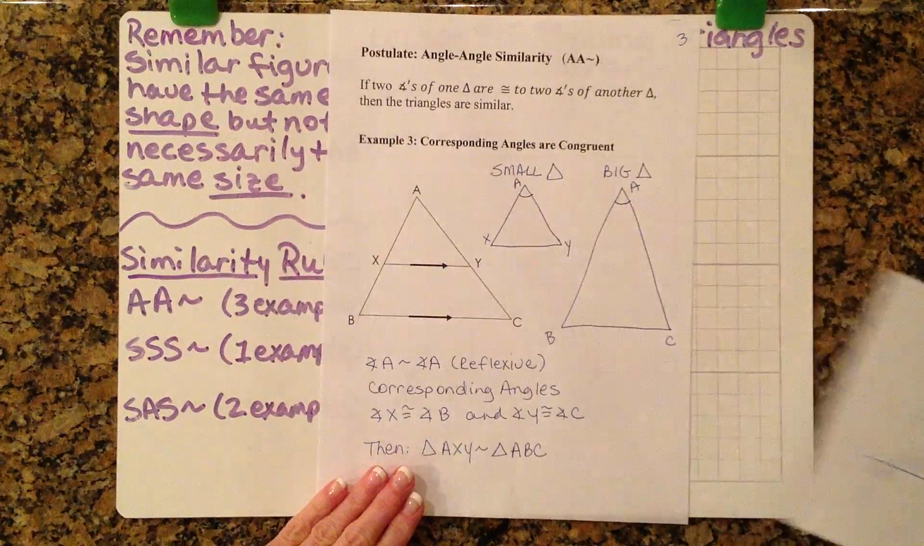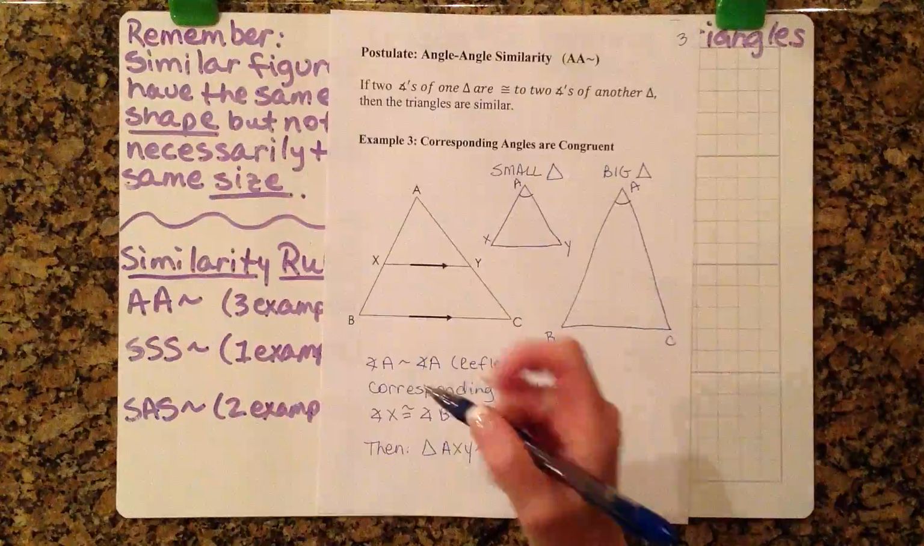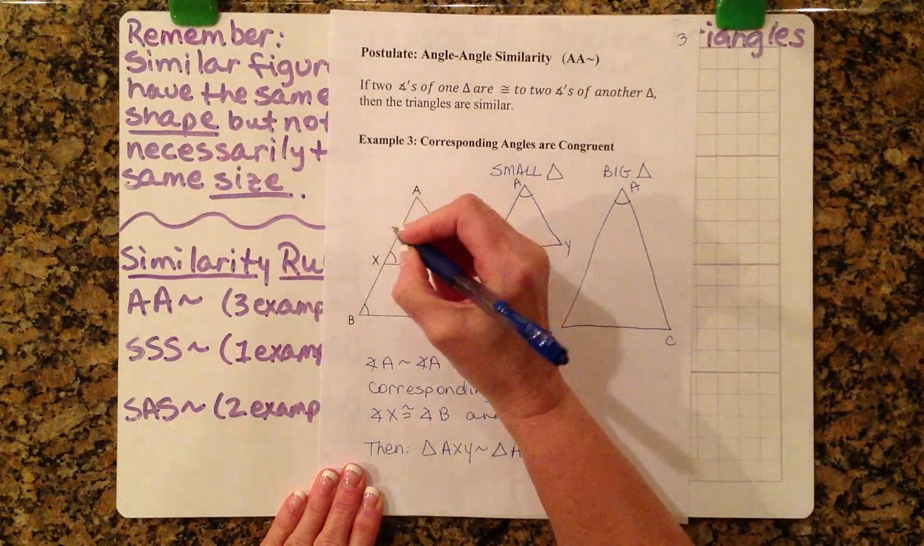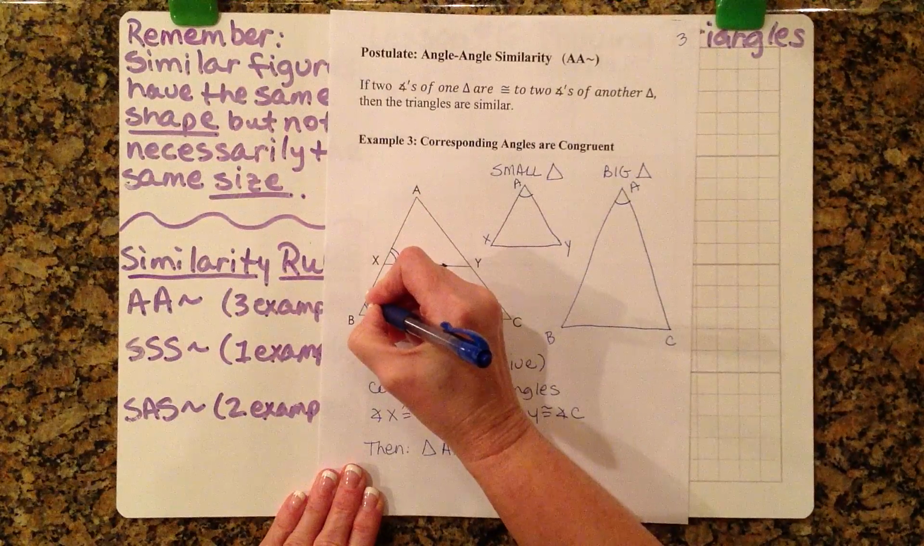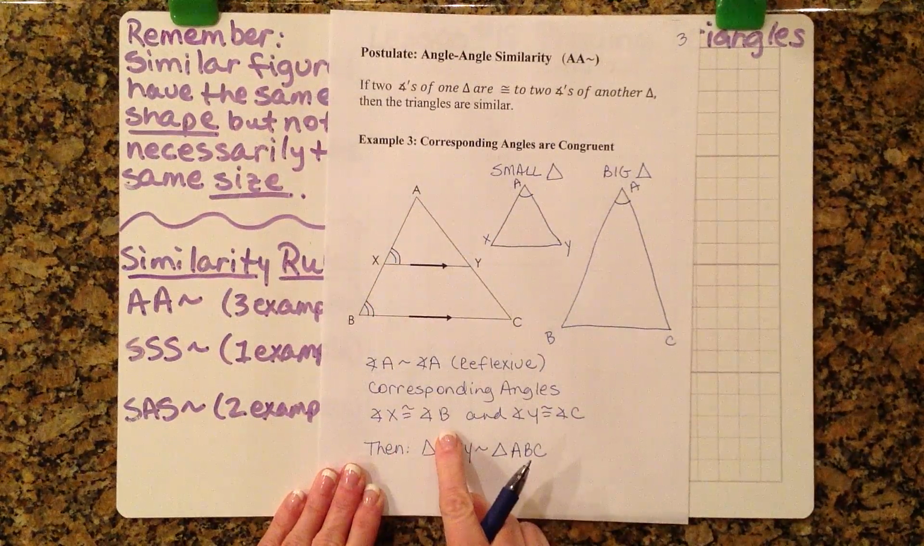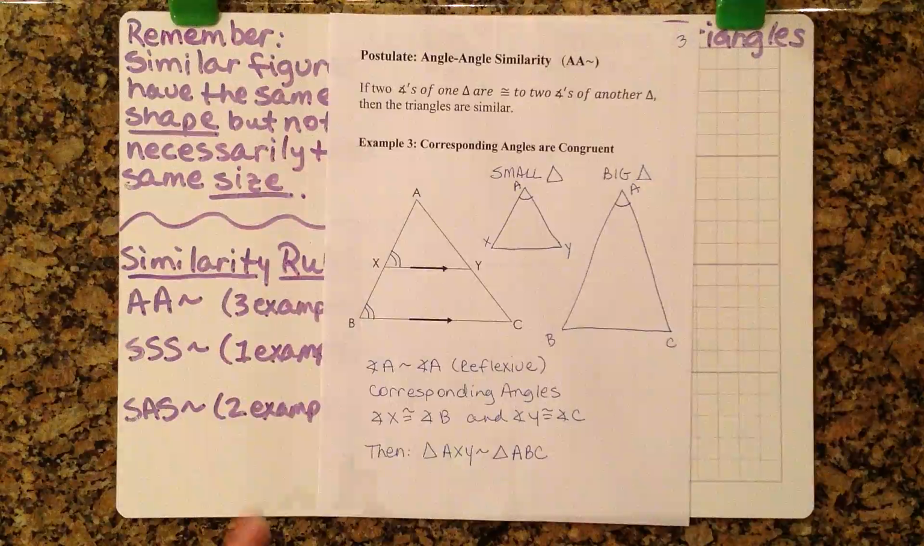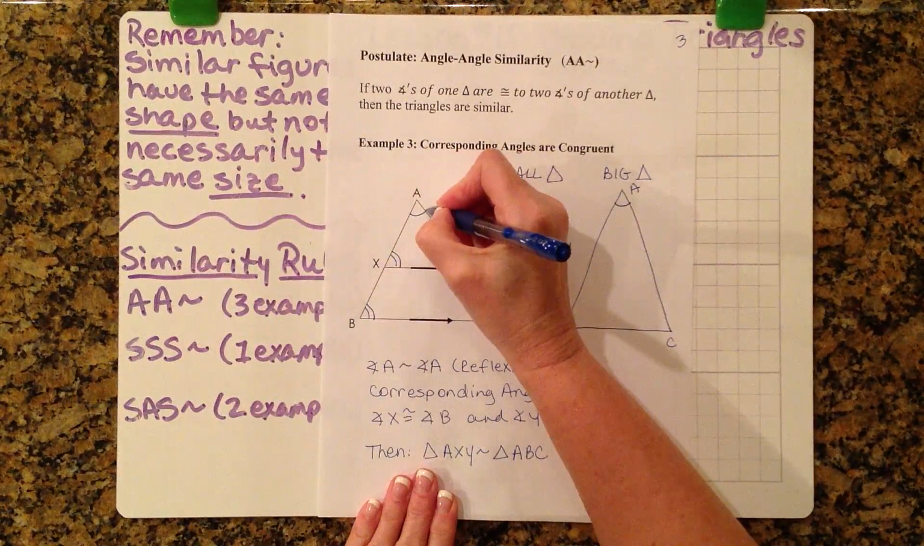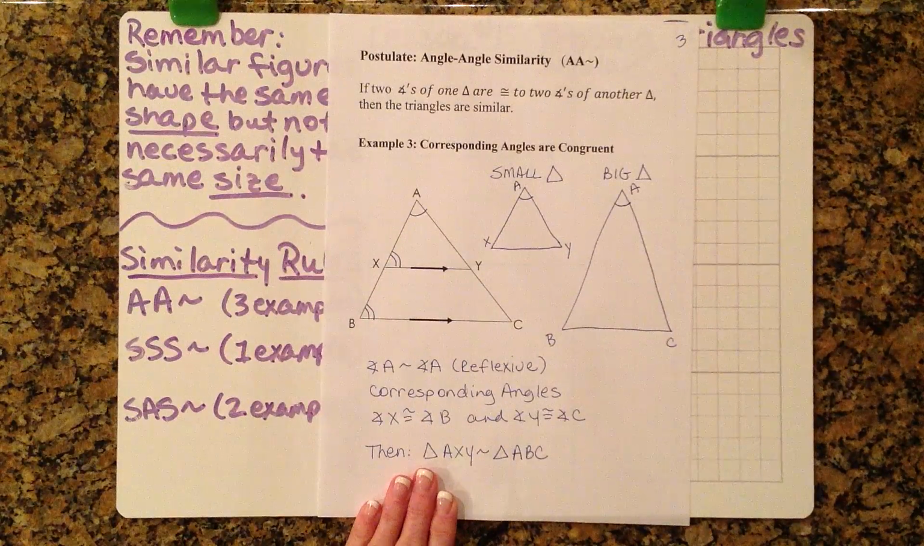Let me lift up my paper. So X and B are congruent, and I'll put 2 arc marks for those. X and B are congruent because they're corresponding. Well, actually, I've already got my 2 angles. I have angle A congruent to itself, and then these 2. But let me show you the third one.